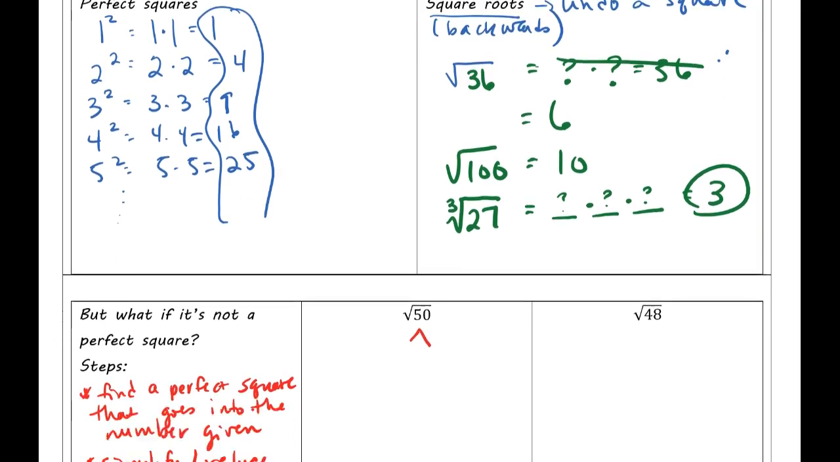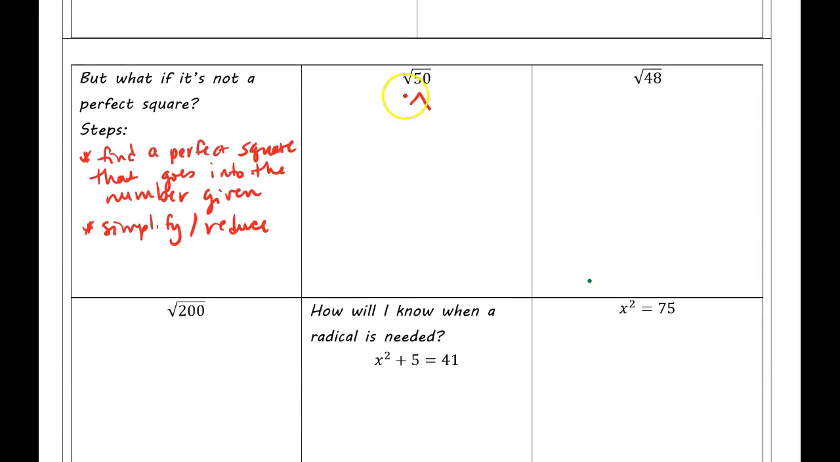So I'm looking at 25, and what I'm going to do is break up 50 into 25 times 2, because 25 times 2 does equal 50. Now they're both under a radical, okay? So you still need to recopy that radical on top of both of these. And then that's step 1, find a perfect square that goes into the given number. And then step 2 is to simplify or reduce.